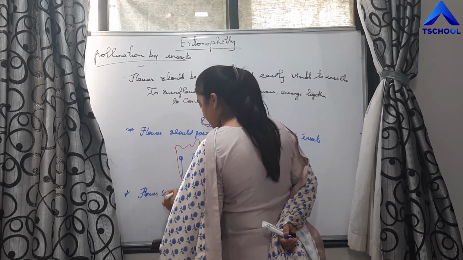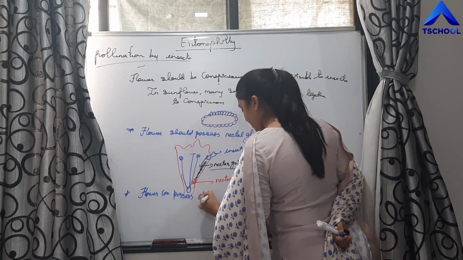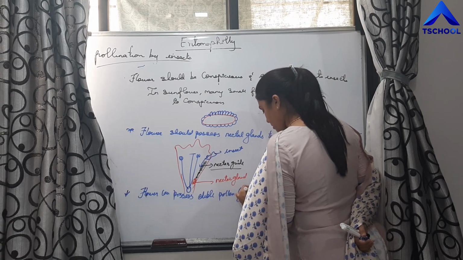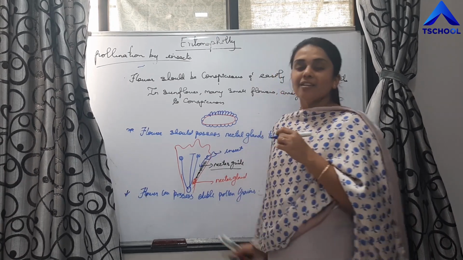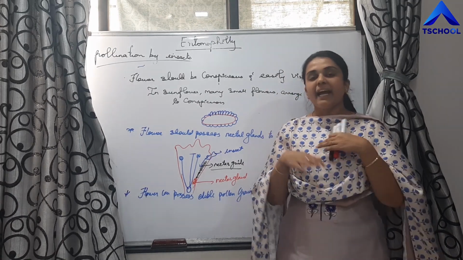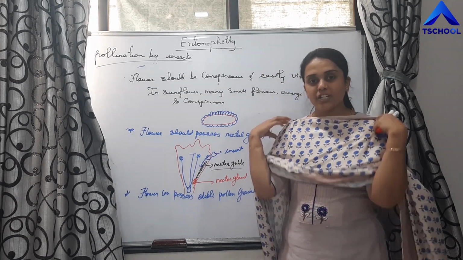Flower can possess edible pollen grains, right? So insects are coming towards the flower to eat the pollen grains, and in return insects are helping the flowers for the process of pollination. How?